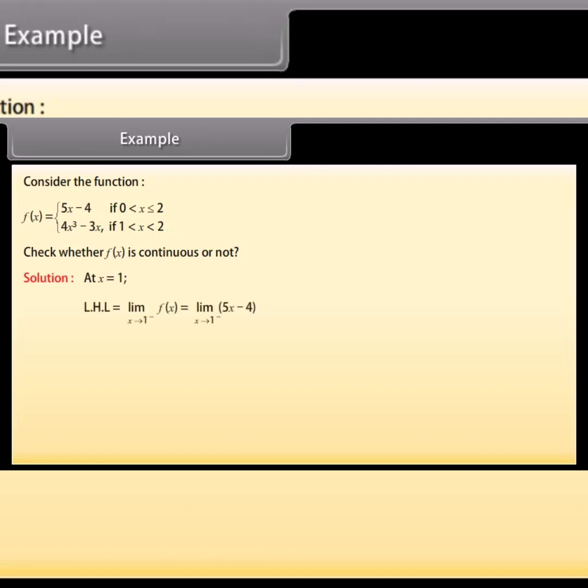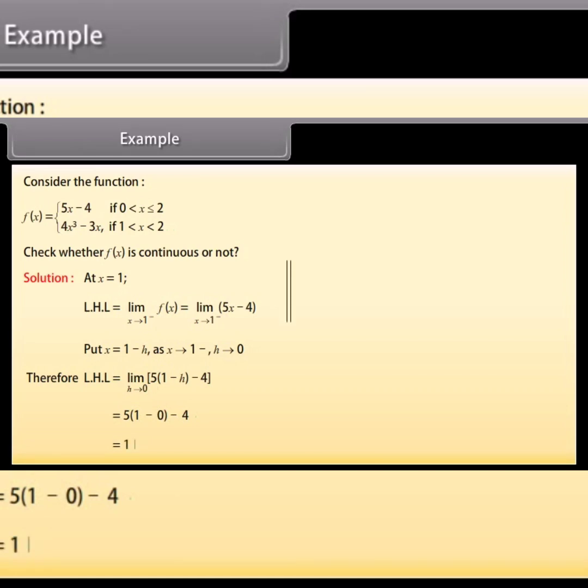Left-hand limit is equal to limit x approaches 1 minus f of x is equal to limit x approaches 1 minus 5x minus 4. Put x = 1 minus h. As x approaches 1 minus, h approaches 0. Therefore, left-hand limit is equal to limit h approaches 0, 5 into 1 minus h minus 4 is equal to 5 into 1 minus 0 minus 4 is equal to 1.